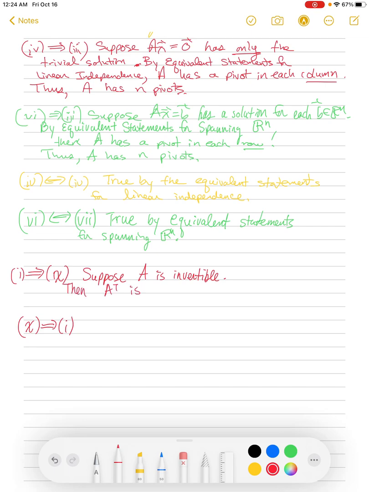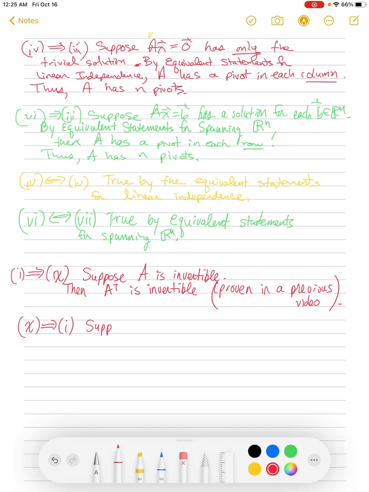It follows that then A transpose is invertible. This was proven in class, or in a previous video, let's say. We proved if A is invertible, then A transpose is invertible, and A transpose inverse is A inverse transpose. So A transpose invertible was proven in a previous video. That does it. If A is invertible, then A transpose is invertible.